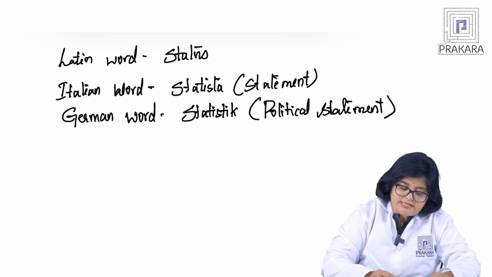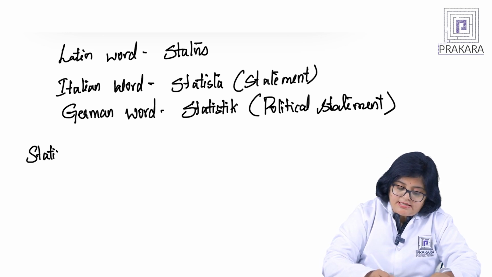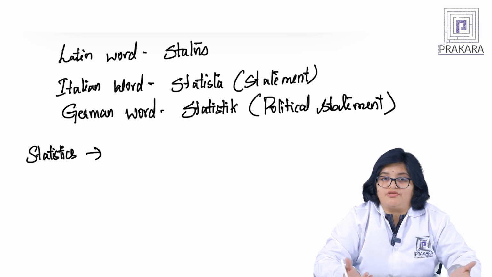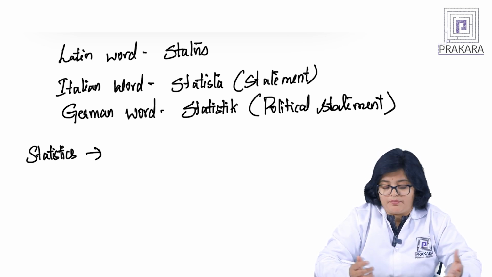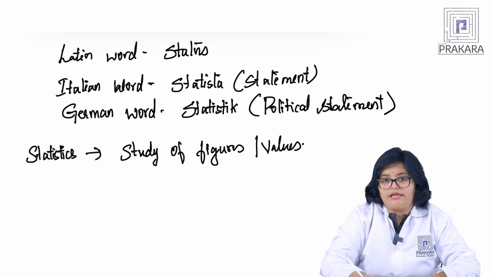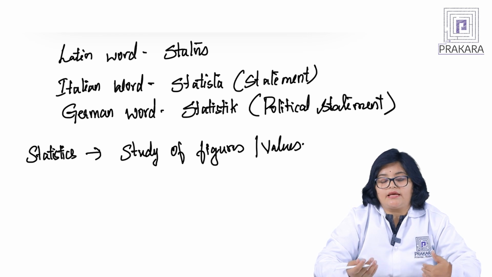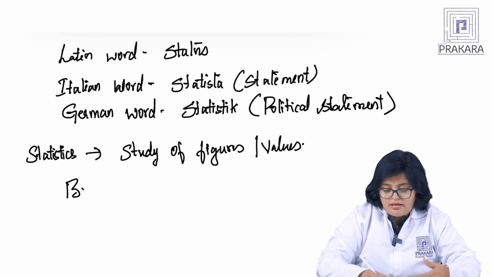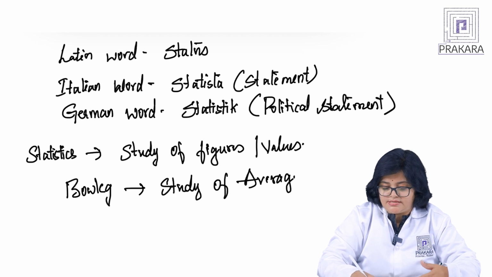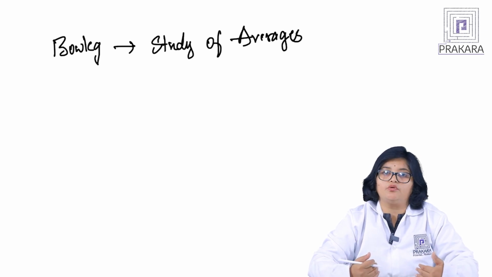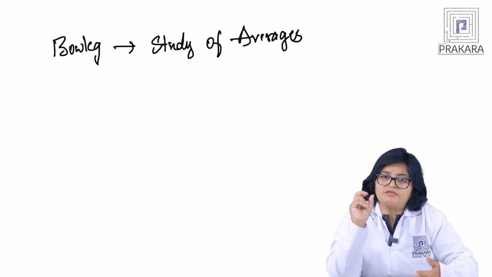And what actually is statistics? Statistics is a branch of mathematics which deals with averages, or with numbers or values. It is called a study of figures or a study of values, and a scientist called Bowley said that statistics is a study of averages. So the study of averages means that in statistics mostly we take the average. We don't take the absolute value.